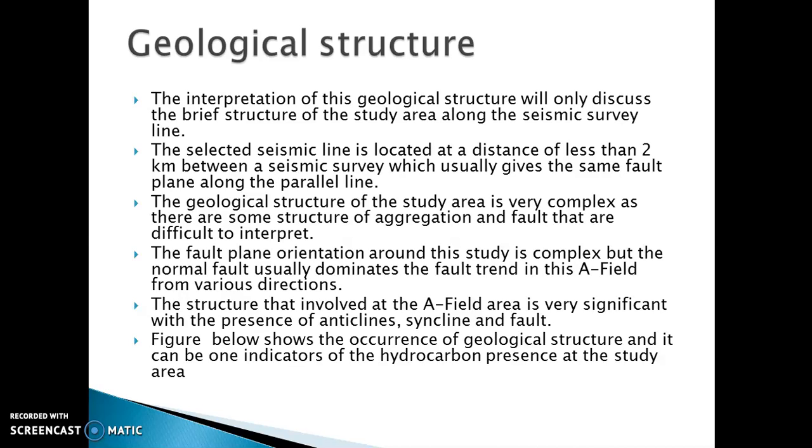The interpretation of this geological structure only discusses the brief structure of the study area along the seismic survey line. The selected seismic lines are located at a distance of less than 2 km between seismic surveys, which usually gives the same fault plane along the parallel line. The fault plane orientation around this study area is complex, but normal faults usually dominate the fault trend in this A field from various directions.